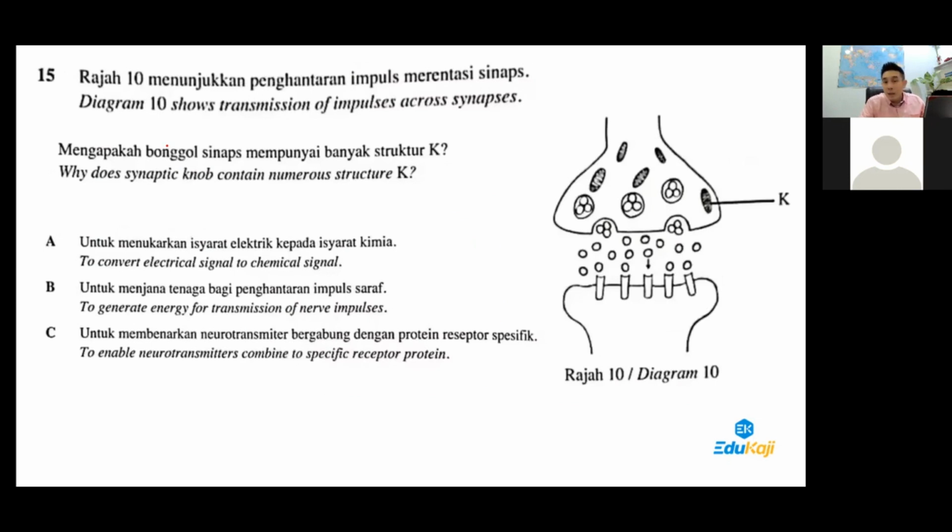Now, 15. Why does it have a lot of K? K is similar to question 2. Mitochondria function to produce energy. Mitochondria always produce energy. 15 B.